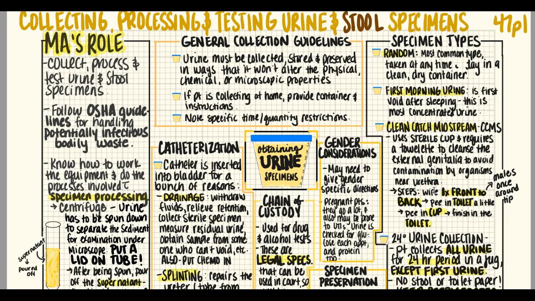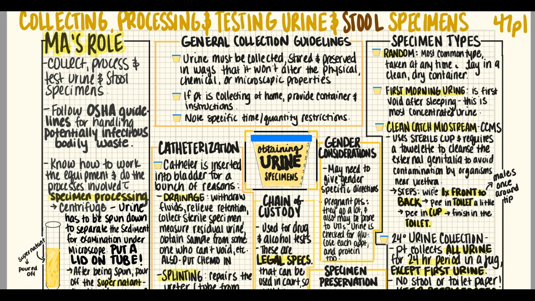So random specimens are the most common type. They are taken at any time of the day, and they are taken in a clean, dry container. Not necessarily a sterile container, it's just a clean, dry container. The first morning urine is going to be the first void after sleeping, and so this is when urine is most concentrated, and so that is when the greatest amount of anything is going to be in the urine.